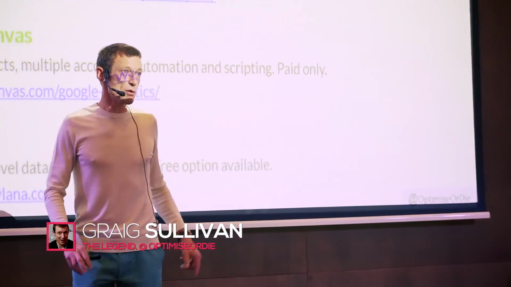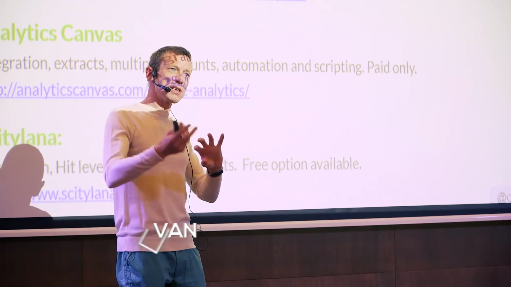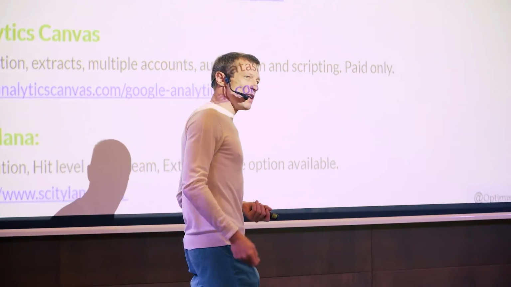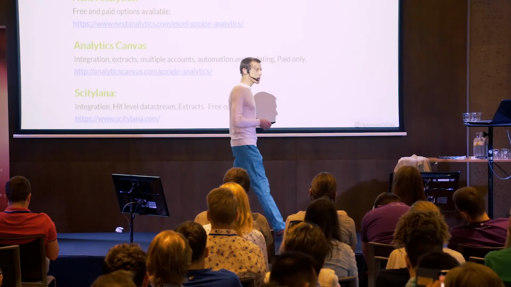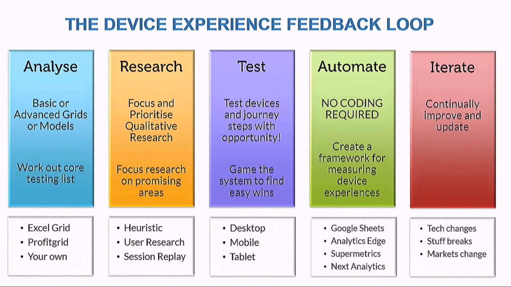Power BI, if you want to do a multi-country pivot table with multi-dimensional funnels. This is fucking way cool. Next Analytics, Canvas, and Citalana are also available. Less people kind of use those. But this is it. This is the whole thing that I've run you through today, kind of step by step, the building it, the using it for qualitative research focus, and then the automation.